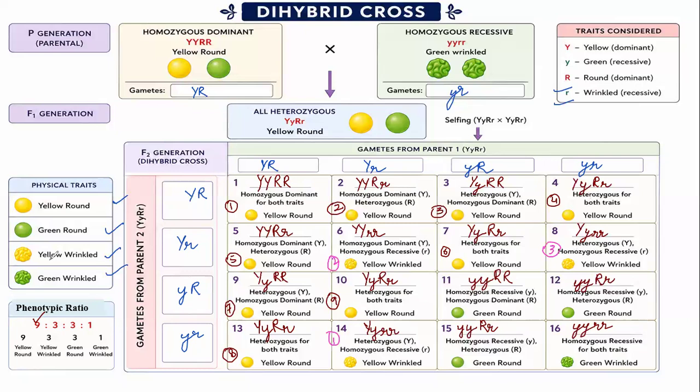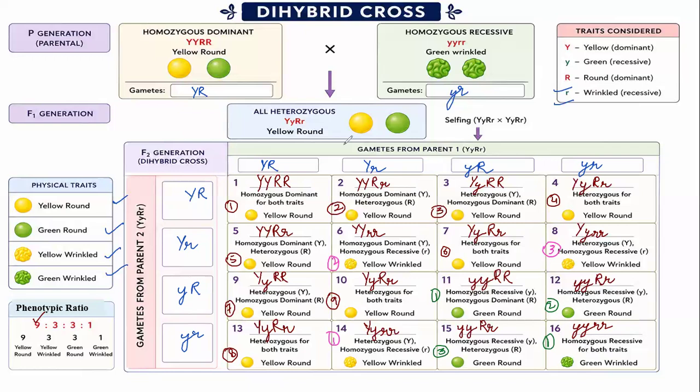Now let us see how many are green and round, sorry. Green and round. 1 green and round, 2 green and round, and 3 green and round. Why are they green and round? Because they are homozygous recessive. That recessive is for green, small y, green and recessive. And only one is there which is small y and small r, homozygous recessive also for both the traits. Only one is like this.